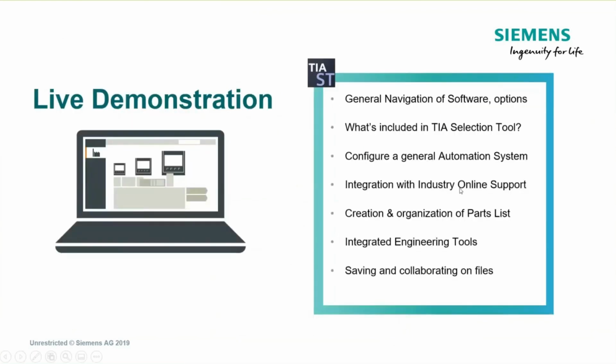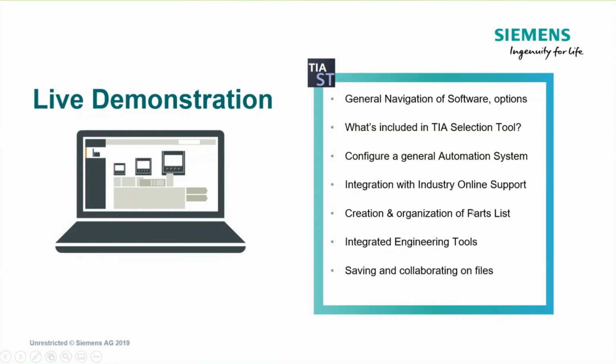Okay, so that was a pretty brief introduction. I do want to jump really quickly into the demonstration because that's really the crux of what the tool is. I'll show some navigation of the software, what all is included in the selection tool. I'll configure just a really general automation system with some PLCs and HMIs, networking switches, power supplies, things like that. I'll show you how it has some really nice hooks to our industry online support site. So that's really our technical database for all of our products.